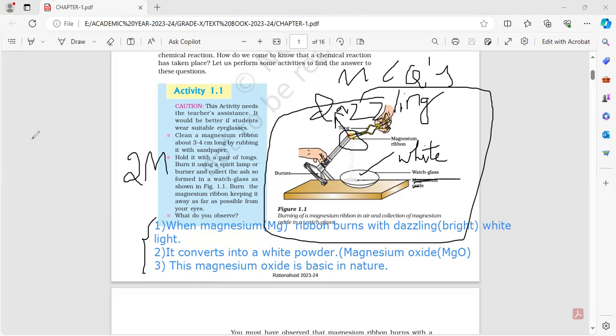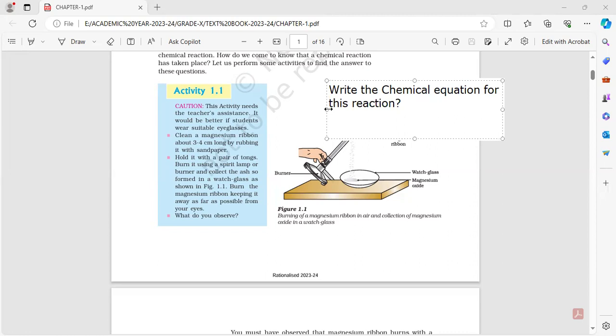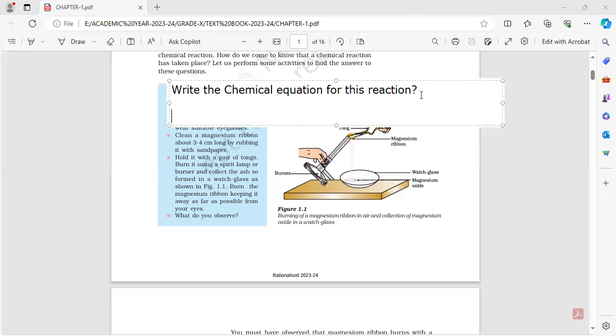And one more very, very important point that I'll tell you. Sometimes he may ask you to write the chemical equation for this reaction. I'll use one more color. Question, how the question can be framed: write the chemical equation for this reaction. So which reaction is it? Burning of magnesium ribbon and converting it into magnesium oxide.